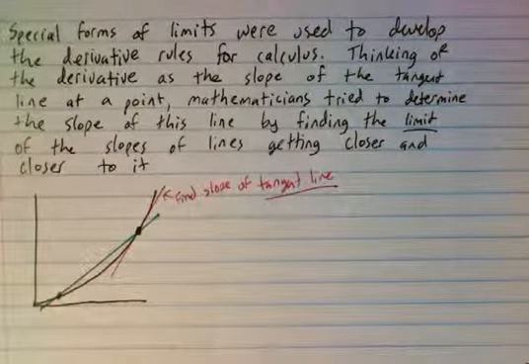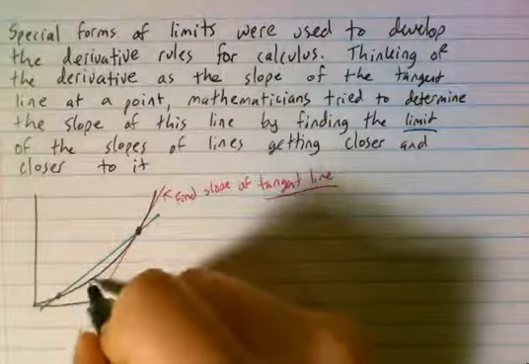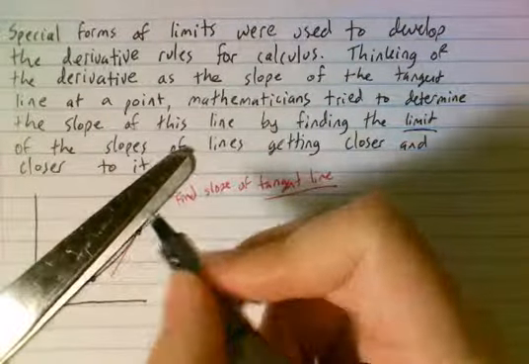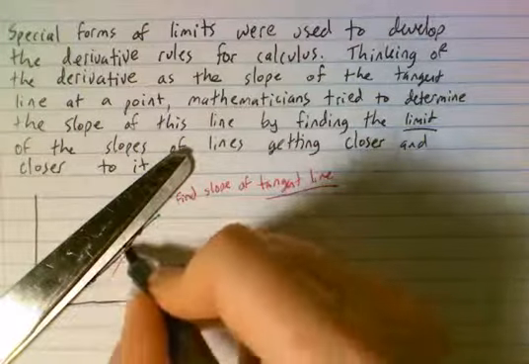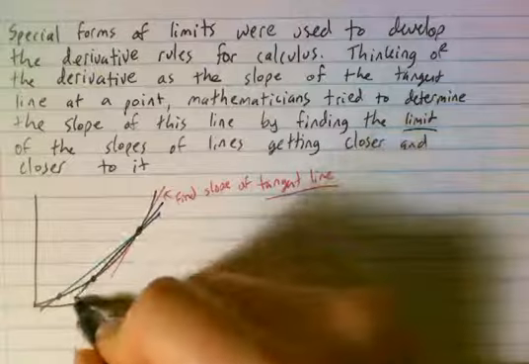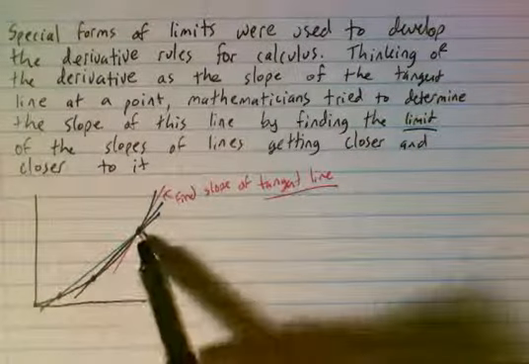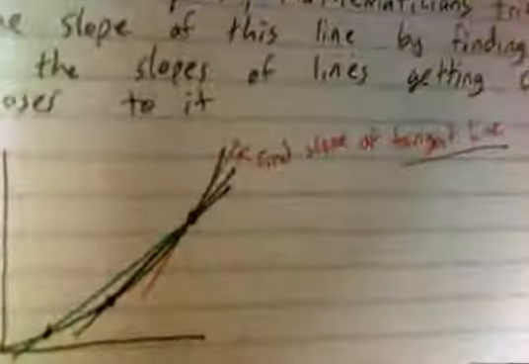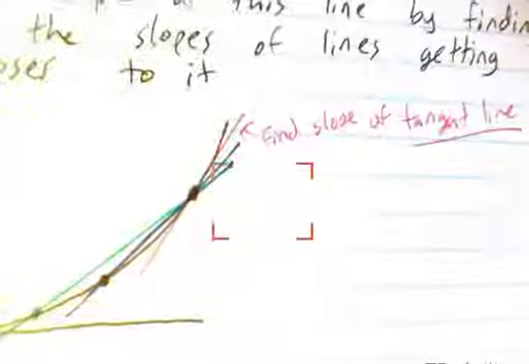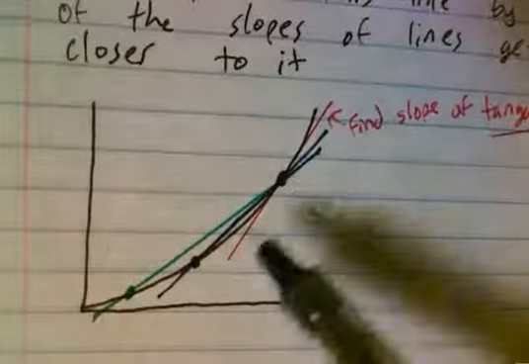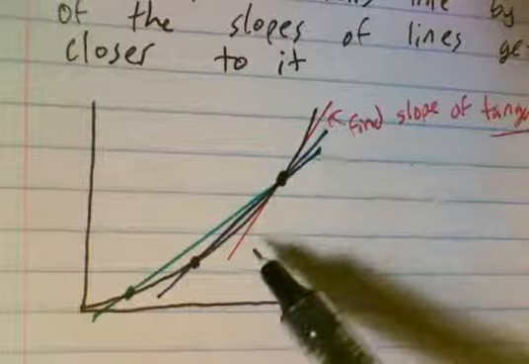And so they said, okay, well, let's get a little bit closer. So let's go right here. And then they said, alrighty, let's find the slope of this line. And the slope of this blue line isn't exactly right. Here, I'll zoom in so you can see that a little bit better. It's not exactly the slope of this green line, but it is a little bit closer.